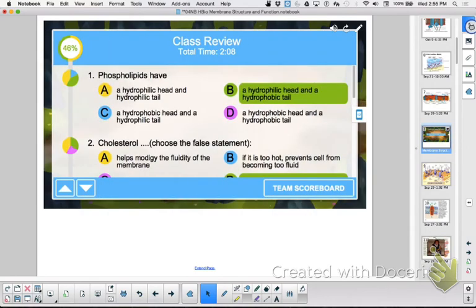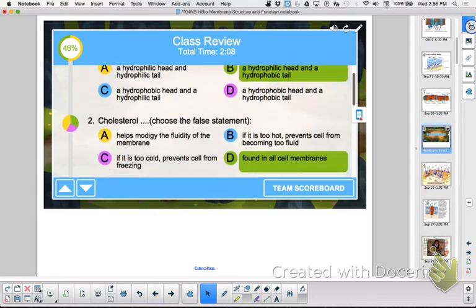All right. Phospholipids have a hydrophilic head and a hydrophobic tail. Only a third of you got that. A bunch of you said a hydrophilic head and a hydrophilic tail. They're not both philic, remember? You're imagining the ball with the 2 legs, the hydrophilic head, hydrophobic tail. Do you know what I'm talking about? Okay. And then cholesterol.